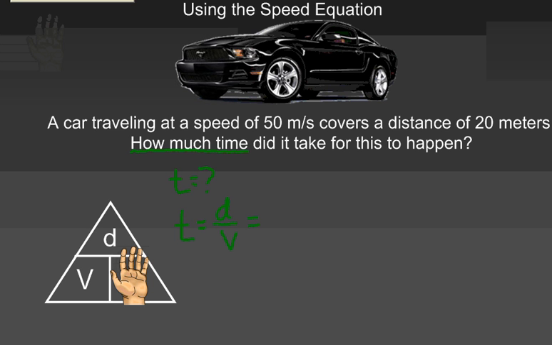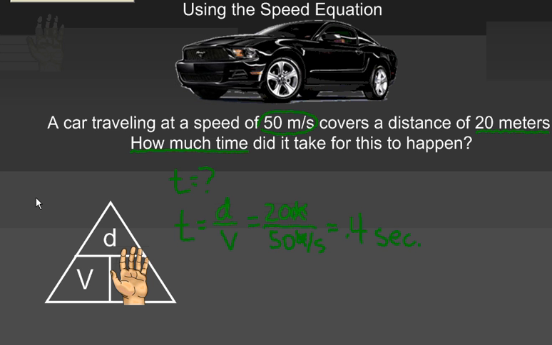All right, look at our problem. Our distance is 20 meters, and our velocity is 50 meters per second. 20 divided by 50 is going to be 0.4. And then if we have time here, we can see that the meters on top and the meters on bottom are going to cancel, and we're left with 0.4 seconds. So we solved for time being 0.4 seconds.